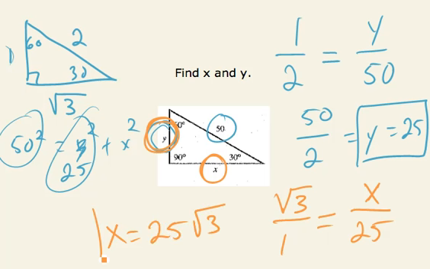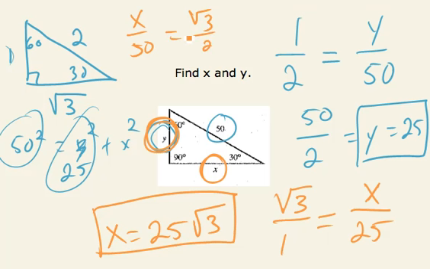And there is our solution. If we would have looked at a different ratio, we would have come up with the same thing. If we would have looked at x over 50, and the corresponding ratio here, root 3 over 2, we multiply both sides by 50. 50 divided by 2, that's 25. So once again, we get x equals 25 root 3. So we get the same thing that way.